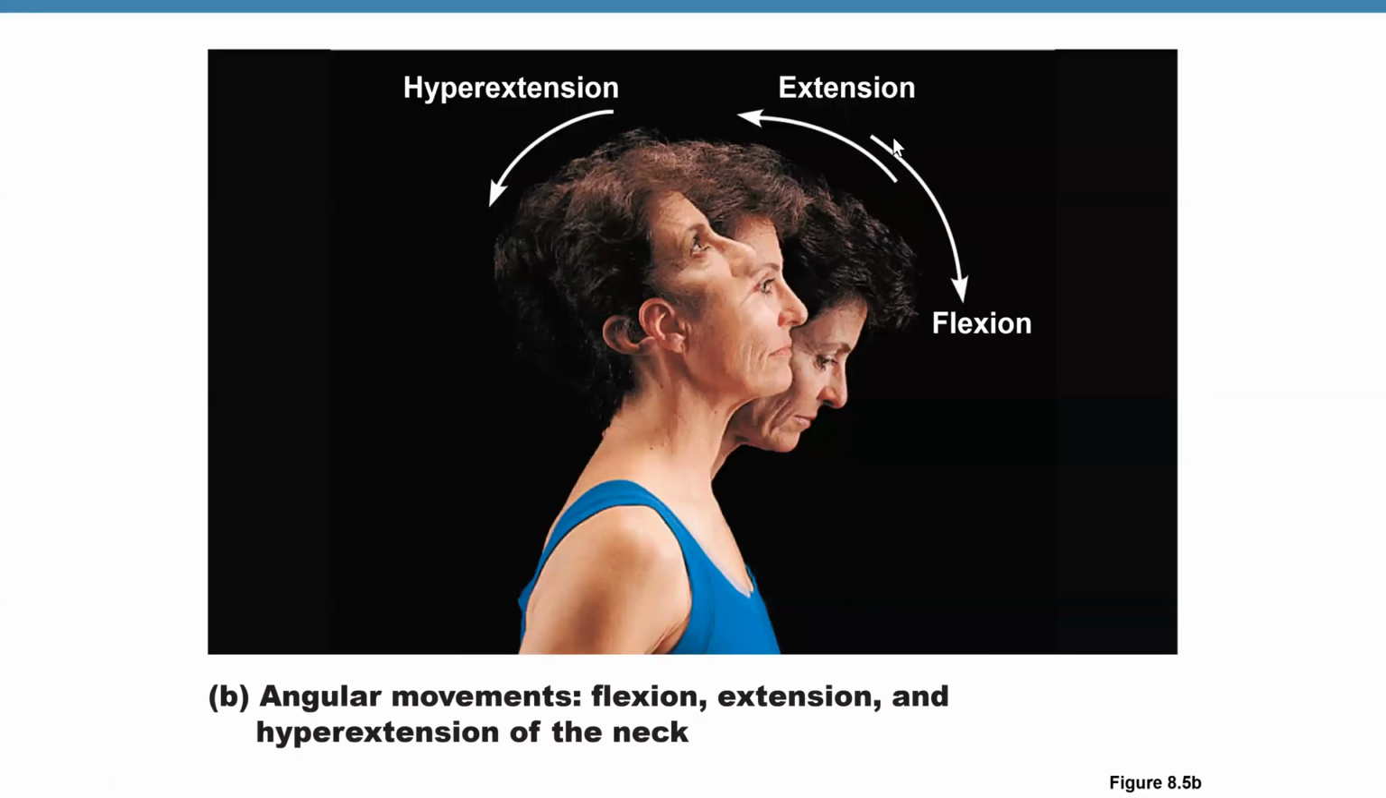So here's our flexion of the head, right? So flexion. Then you go back to normal, right? Anatomical position. That's going to be extension. But if you bend it backwards, that's going to be your hyperextension.